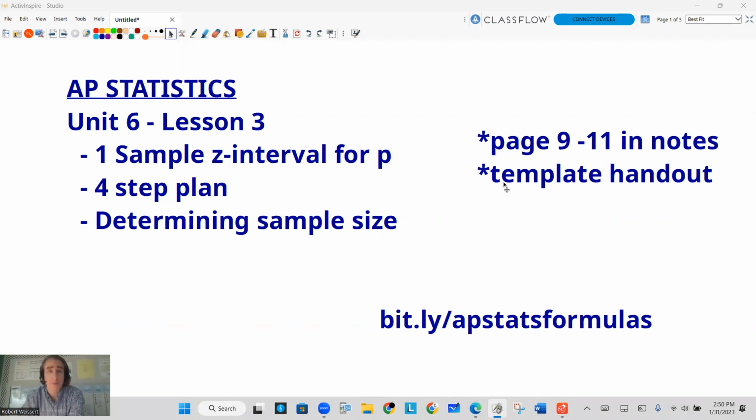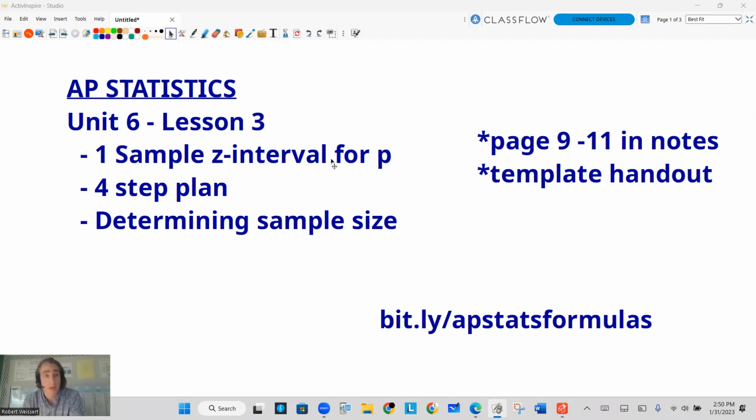And there's also going to be a template going over the four-step plan, which if you have it in class, it should be a pink handout. We're going to be looking at that first page on there. Our lesson is going to be revolving around how to use the four-step plan to write a confidence interval for a proportion, and that name of the proportion is the one sample z interval for P.